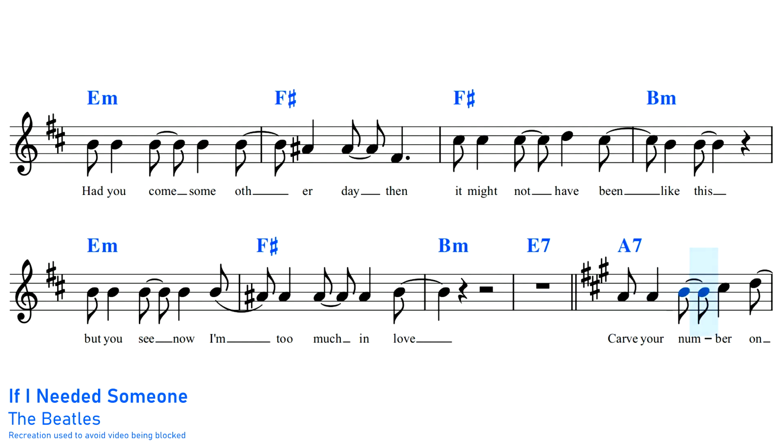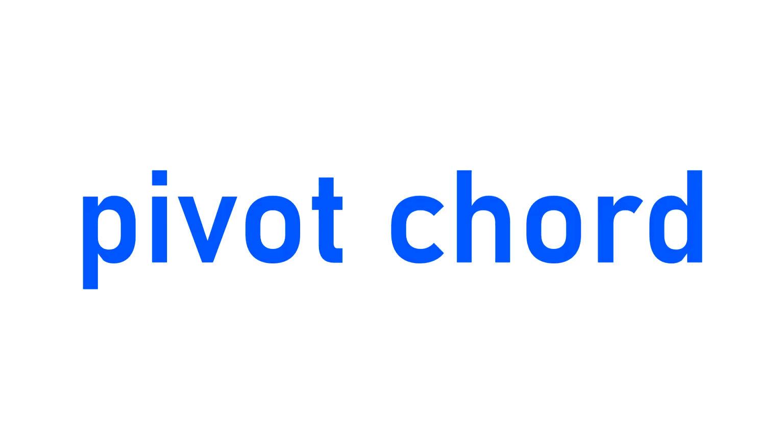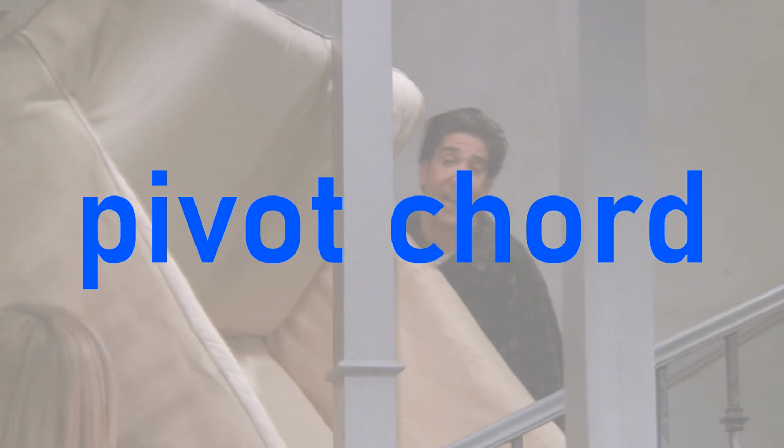This modulation is super smooth because this B minor chord is acting as a pivot chord. A pivot chord is a chord that works well in both the current key and the destination key, so it can be used as a point of transition, a point of pivot between the two keys.